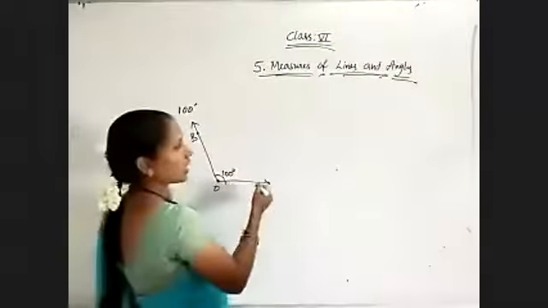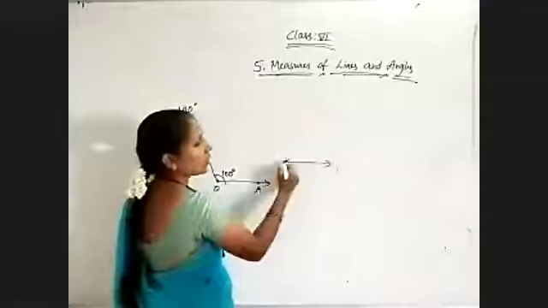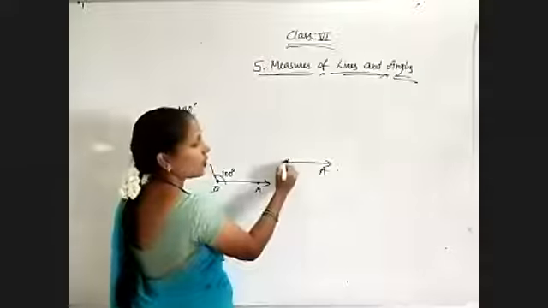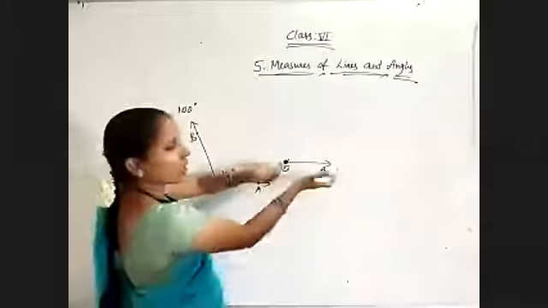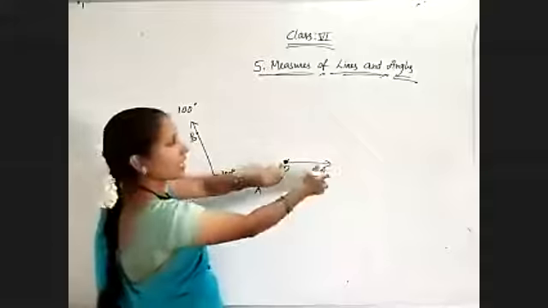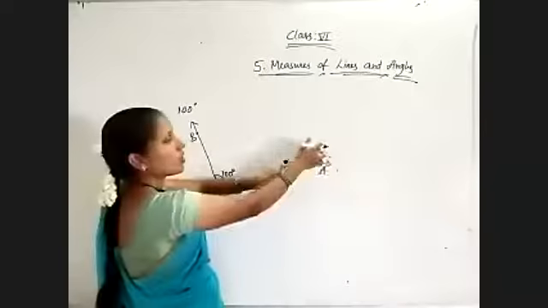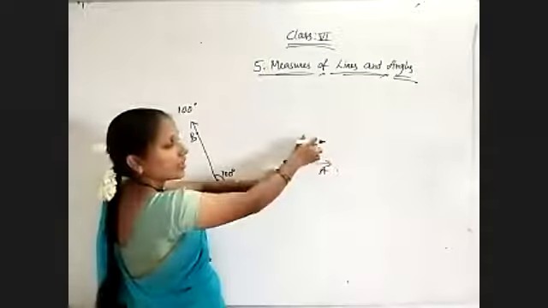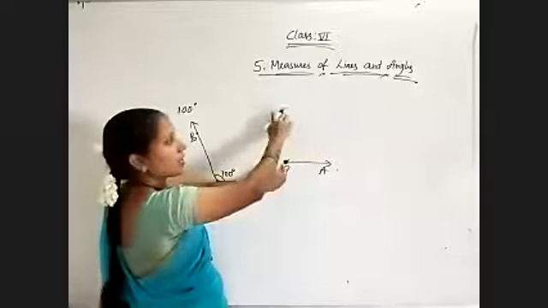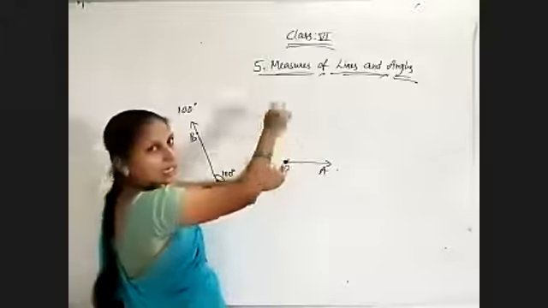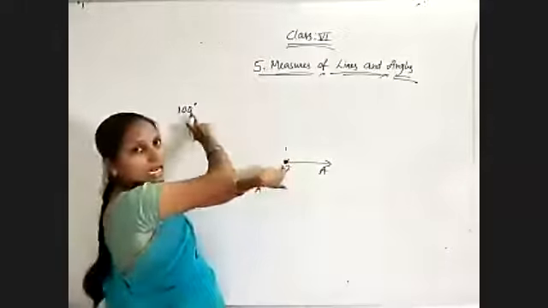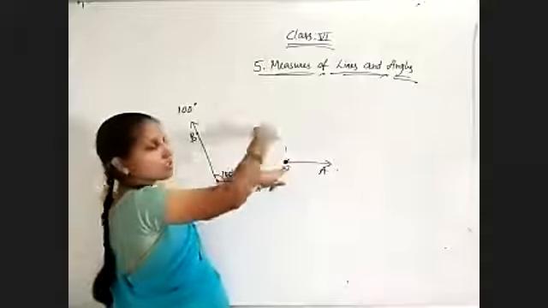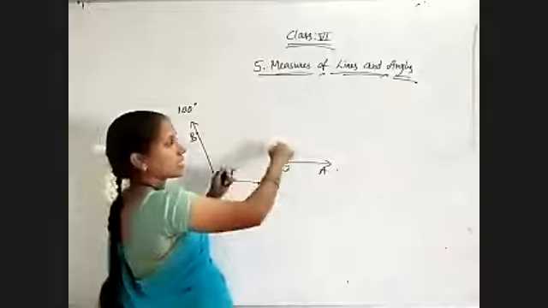How will we construct it? First of all, we draw the ray OA, and at O we set the protractor. Because OA is spreading in the right direction, we take the inner value. So 0, 10, 20, 30, 40, 50, 60, 70, 80, 90, you will get exactly an L shape. Because it is 100, more than 90, we get this. More than 90 is 100 degrees, like this we are getting.